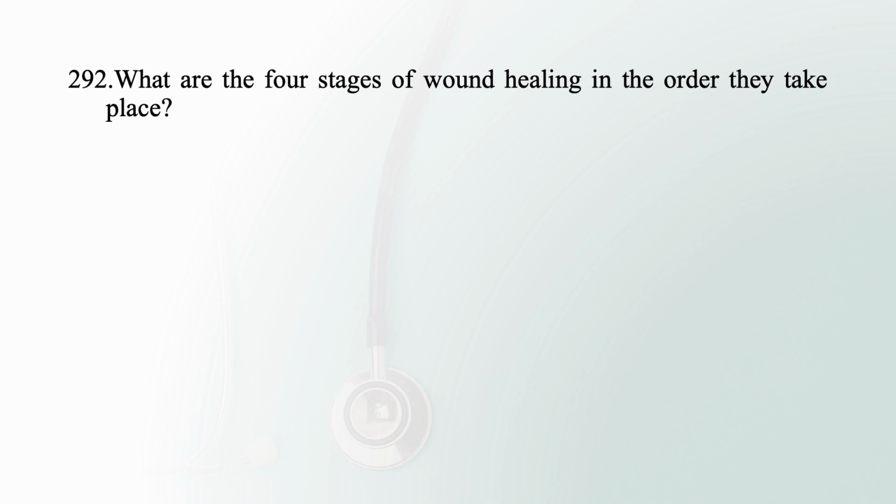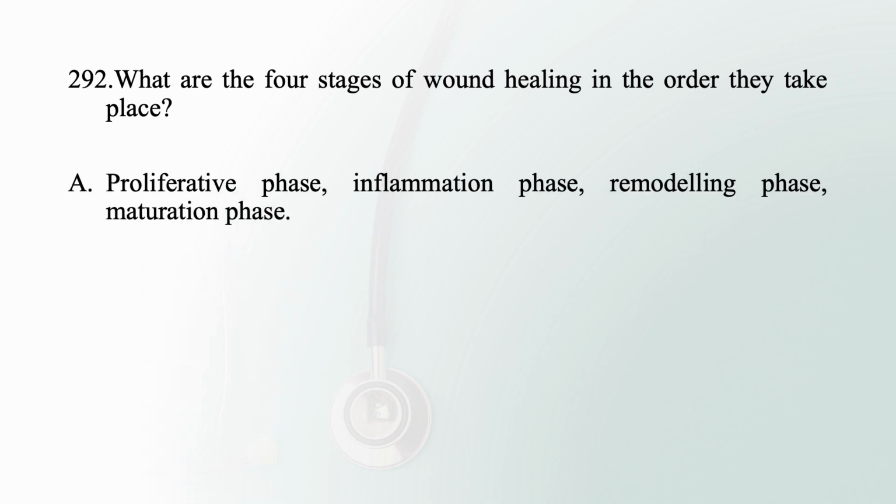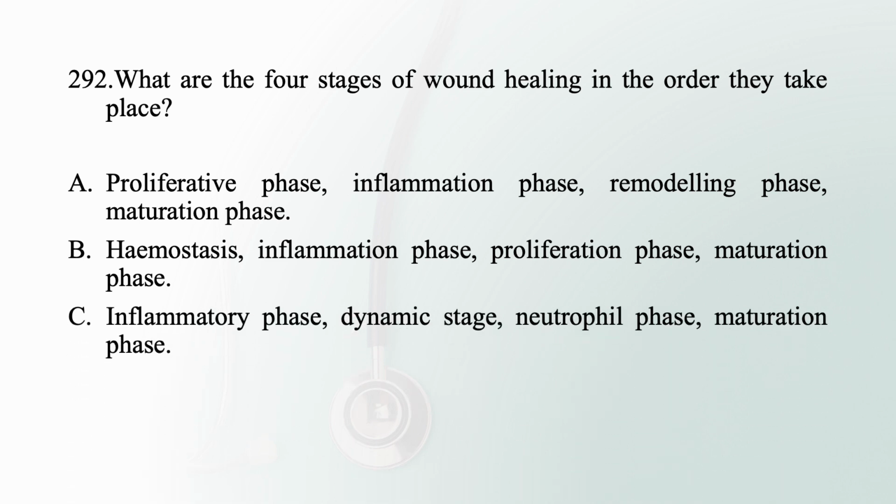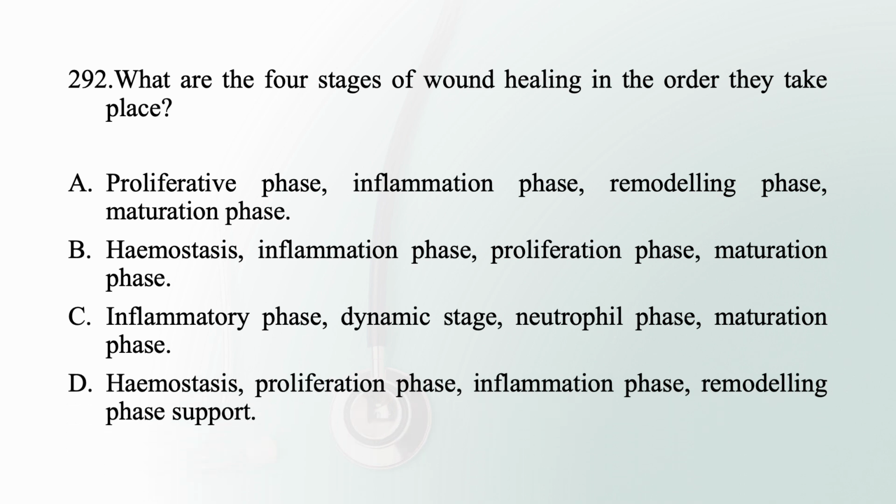Question number 292. What are the 4 stages of wound healing in the order they take place? Option A. Proliferative phase, inflammation phase, remodeling phase, maturation phase. Option B. Hemostasis, inflammation phase, proliferation phase, maturation phase. Option C. Inflammatory phase, dynamic stage, neutrophil phase, maturation phase. Option D. Hemostasis, proliferation phase, inflammation phase, remodeling phase.